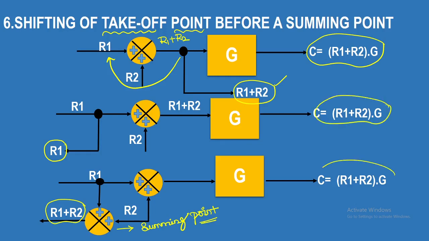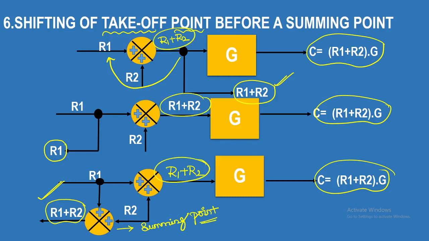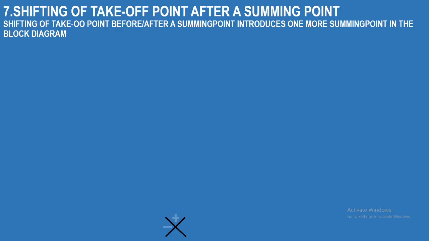So that is the shifting of a takeoff point before a block, so that your output does not get disturbed, as well as the output of the takeoff point is also not disturbed. Here also R1 plus R2, here also R1 plus R2 only, so the output of the takeoff point and the output of the summing point are not disturbed in all three cases if you observe. So this is the shifting of a takeoff point before a summing point. Next we will see shifting a takeoff point after a summing point.